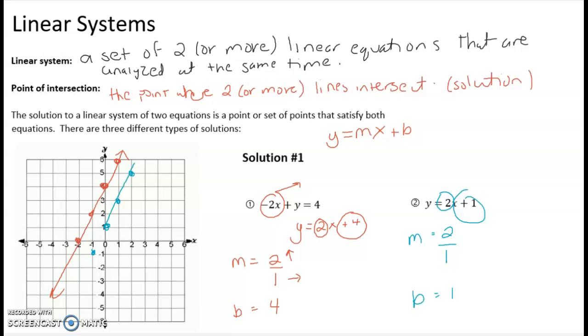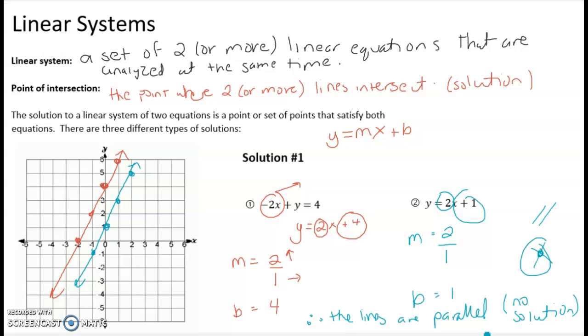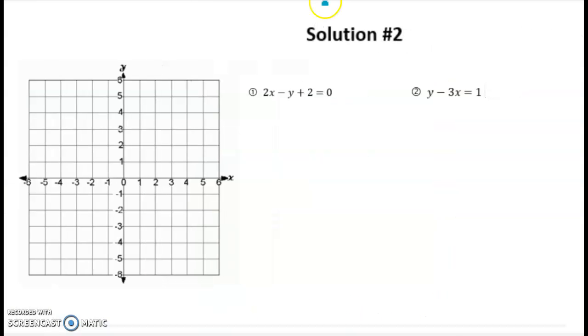What do we notice about the look of this line? Looks awfully parallel, wouldn't you say? So, therefore, the lines are parallel. So that means no solution because the lines never cross. They are parallel. They never cross. A solution is when they cross. So let's go to the second type.